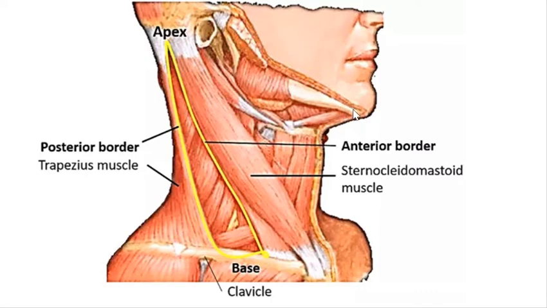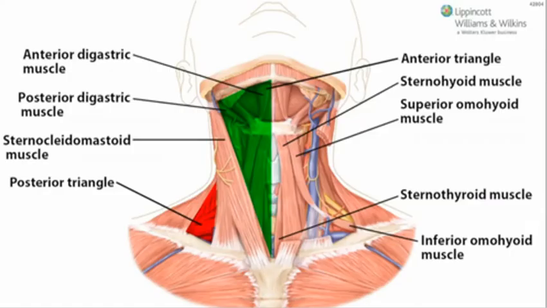the superior border, or base, of the triangle, and medially it is bounded by a line bisecting the neck into two equal halves. Here it starts from the base of the skull, mandible, then hyoid bone, then it divides here. In this next diagram we are going to discuss it.